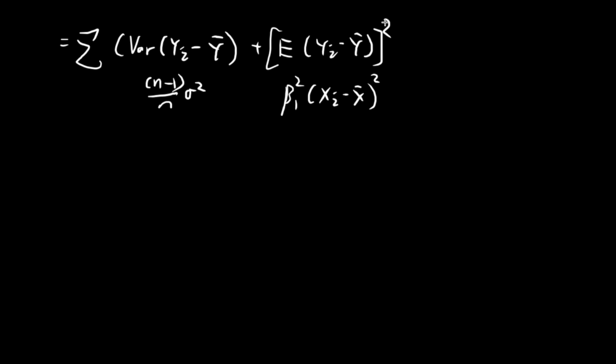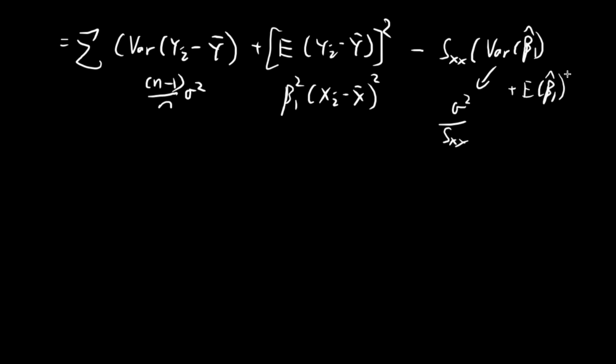So this is the sum of this entire term, and then we also have minus s double x times the variance of beta 1 hat, which we found to be equal to sigma squared divided by s double x. We found this in the previous video. And then we also have the expected value of beta 1 hat squared, and we found this is an unbiased estimator, so this is just beta 1, so that's just equal to beta 1 squared after you square it.